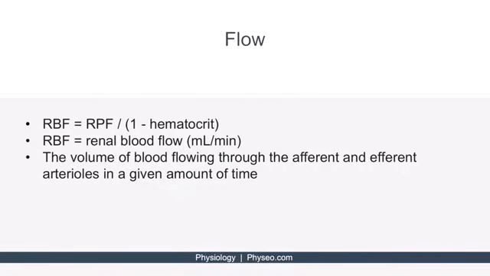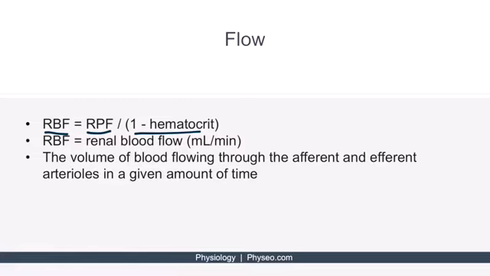Now I'd like to discuss renal blood flow, or RBF. RBF can be determined using the equation renal blood flow equals renal plasma flow over 1 minus hematocrit. As you can see from the equation, renal blood flow is very similar to renal plasma flow. However, renal blood flow is different from renal plasma flow because it takes into account the red blood cells. Recall that plasma is what remains after the cells have been removed. So when you hear renal plasma flow, you should think of the portion of blood that excludes the red blood cells, and when you hear renal blood flow, you should think of the plasma plus the blood cells.